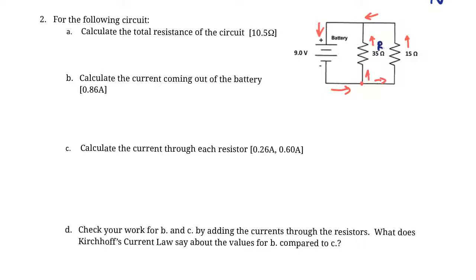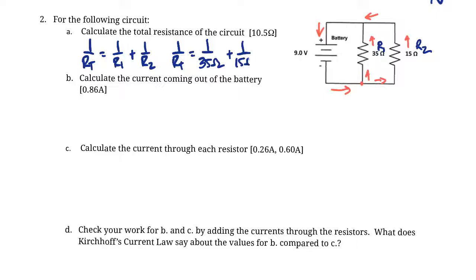I'm going to label this 35 ohm one resistor 1, and this one here resistor 2, just so we can keep track of what's going on. Our formula for resistors in parallel is 1 over the total resistance equals 1 over resistance 1 plus 1 over resistance 2. So if we plug in R1 and R2, we can solve for RT. 1 over RT equals 1 over 35 ohms plus 1 over 15 ohms.